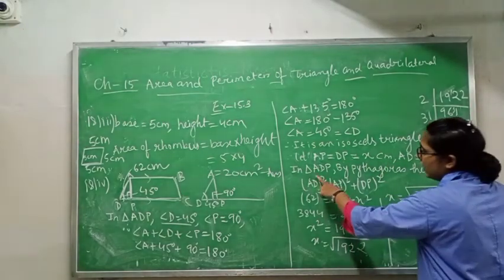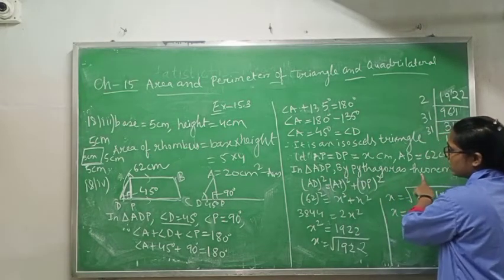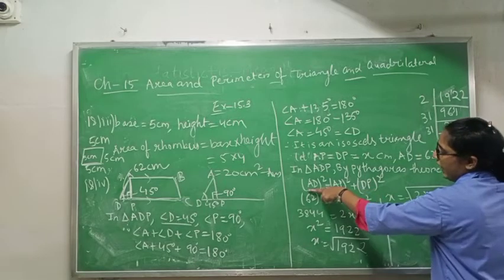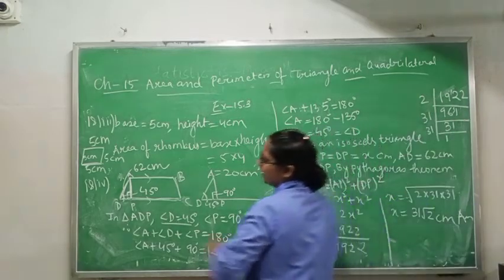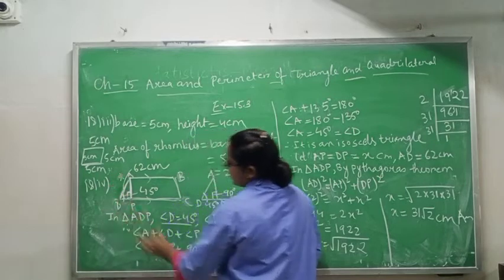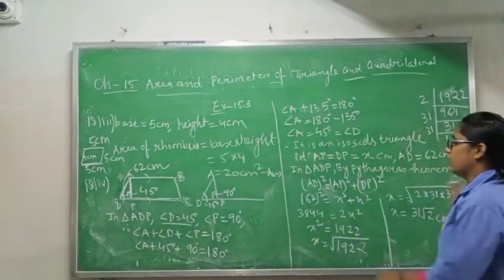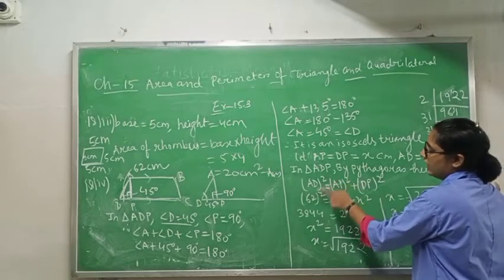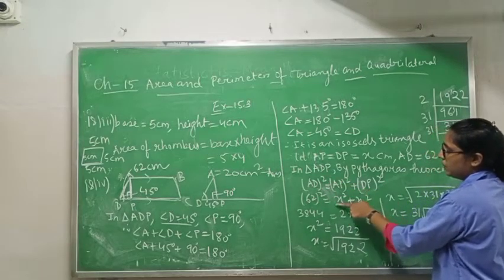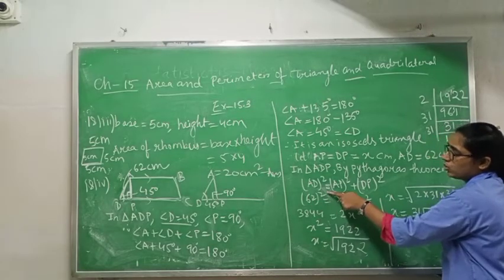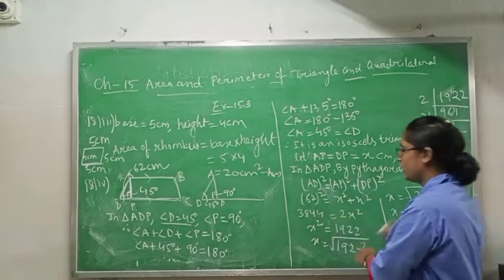Now in triangle ADP, by Pythagoras theorem, h square equals p square plus b square. H is AD, you can see H is AD. Perpendicular is AP and base is DP. So AD square equals AP square plus DP square. AD is 62. AP and DP we are taking x, so it will become x square. 62 square will be 3844.